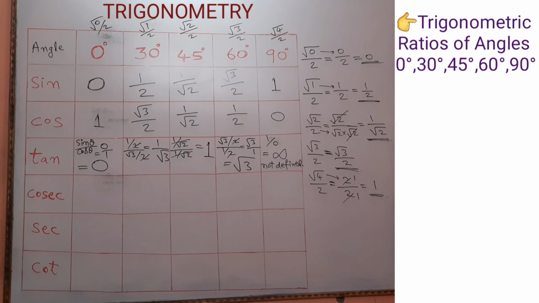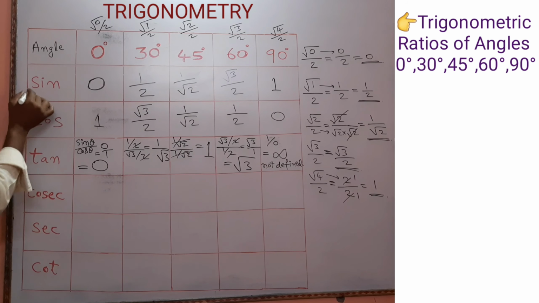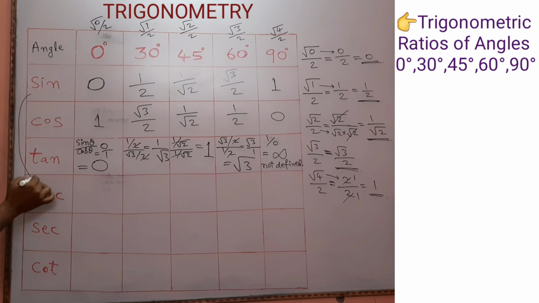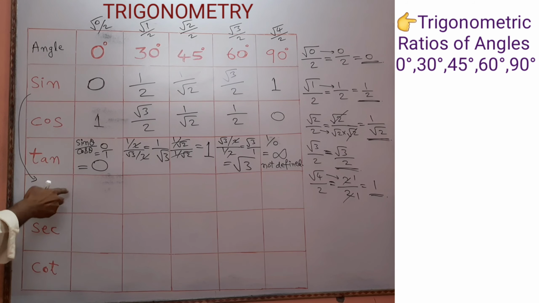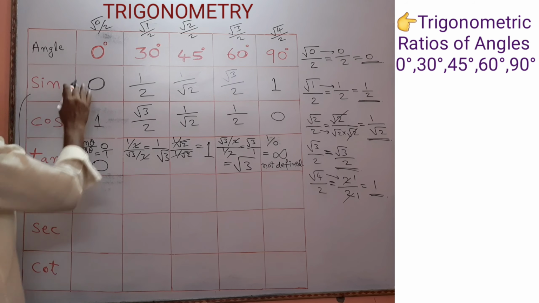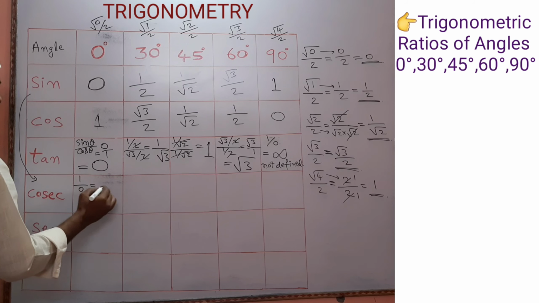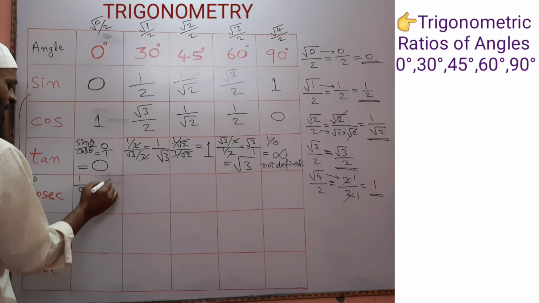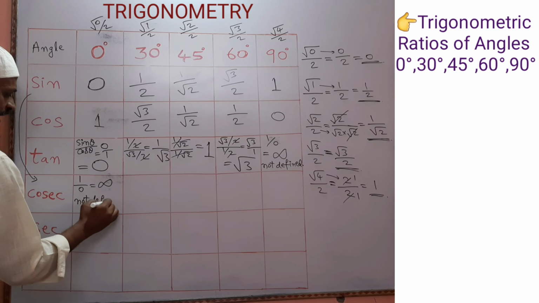Yes? Okay. Same like this. After all this, for getting cosec, we have to take the reciprocal of sin. Cosec is the reciprocal of sin. So for getting the cosec values, take the reciprocal of sin. So sin 0 is what? 0. Reciprocal of 0 is 1 by 0. We know 1 by 0 is not defined. So write cosec 0 is not defined.